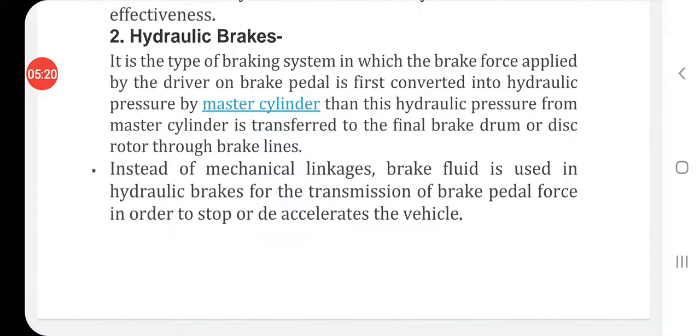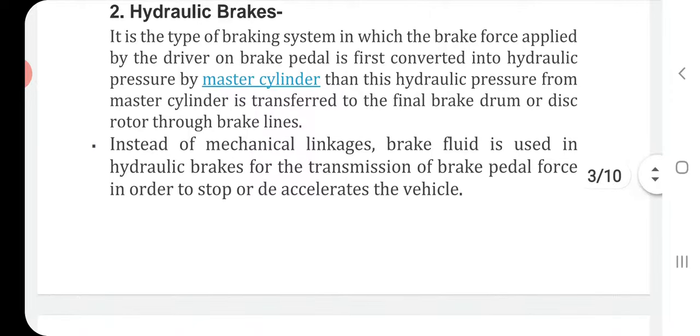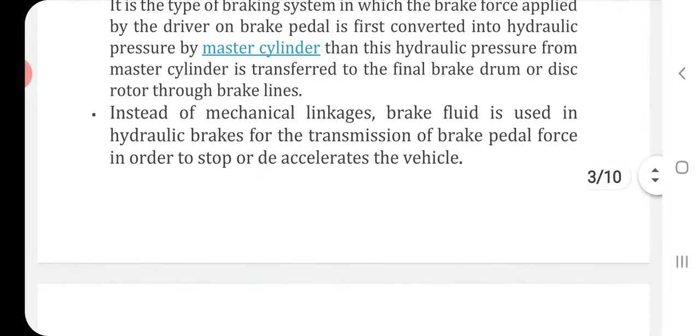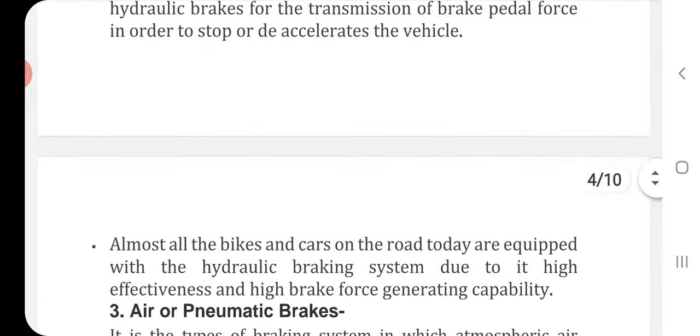Then this hydraulic pressure from the master cylinder is transferred to the final brake drum or disc rotor through brake lines. Instead of mechanical linkages, brake fluid is used in hydraulic brakes for the transmission of brake pedal force in order to stop or decelerate the vehicle. Okay, so this is the difference.